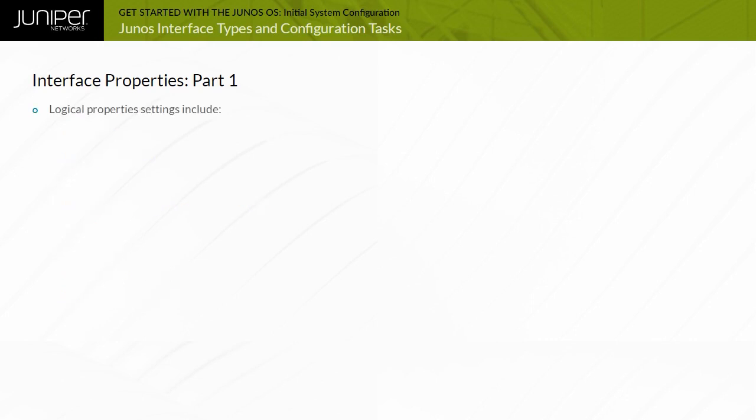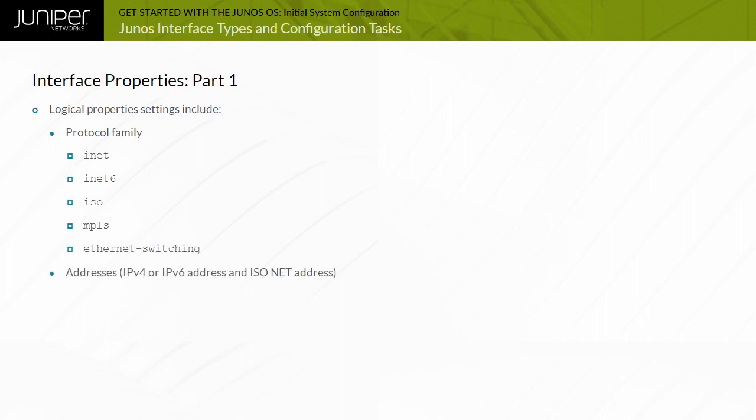This list provides details for some logical interface properties. Protocol family refers to the protocol family you want to use, such as family inet, inet6, ISO, MPLS, or Ethernet switching. Addresses refers to the address associated with the particular family, for example, IP address using family inet. VLAN tagging refers to the VLAN tag. Firewall filters refers to the stateless packet filtering configuration.